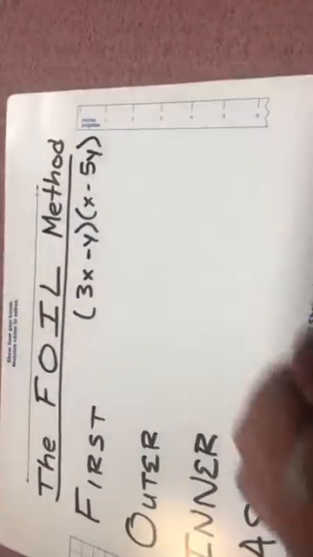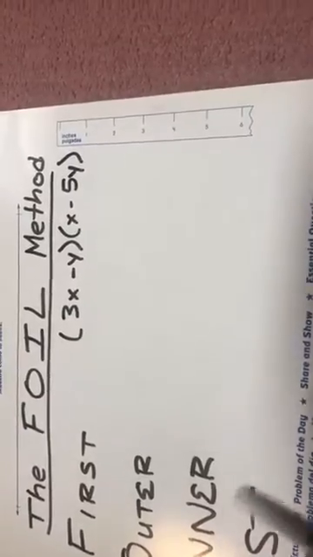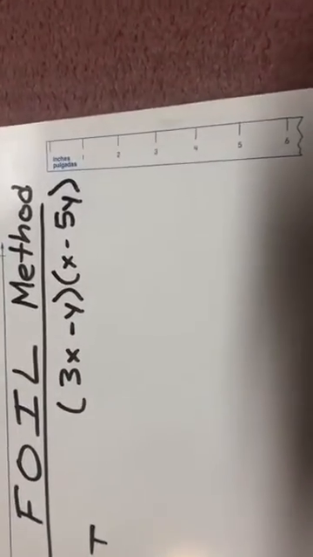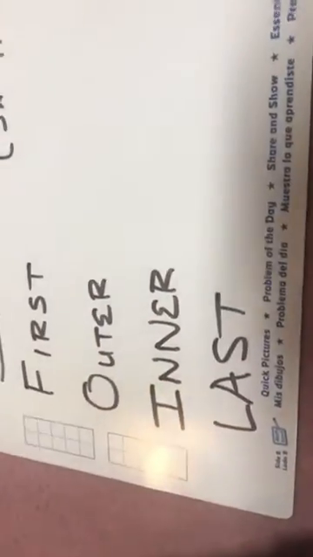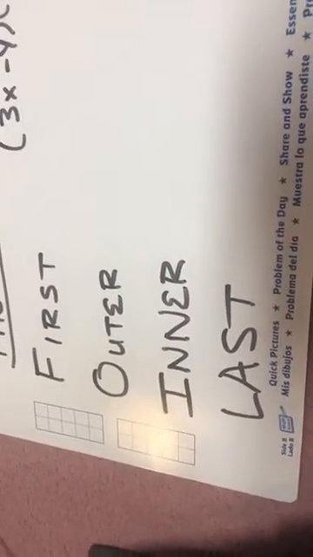So today's lesson is on the FOIL method of multiplication with polynomials. So we're going to be focused on the FOIL method. Now FOIL is an acronym, as you'll see right here, for first, outer, inner, and last. So what does that mean?